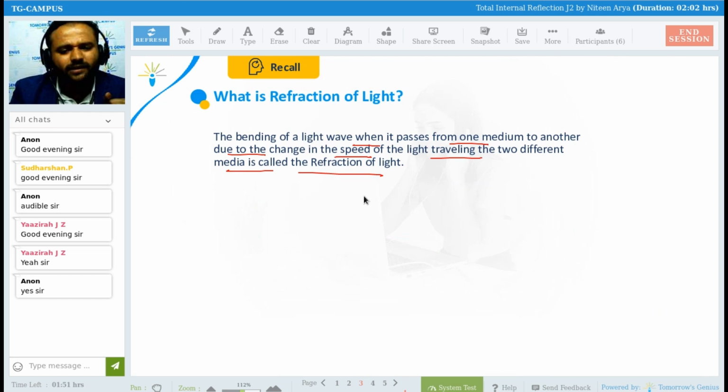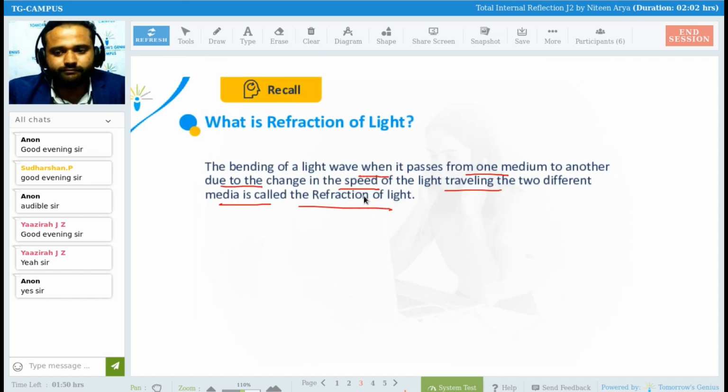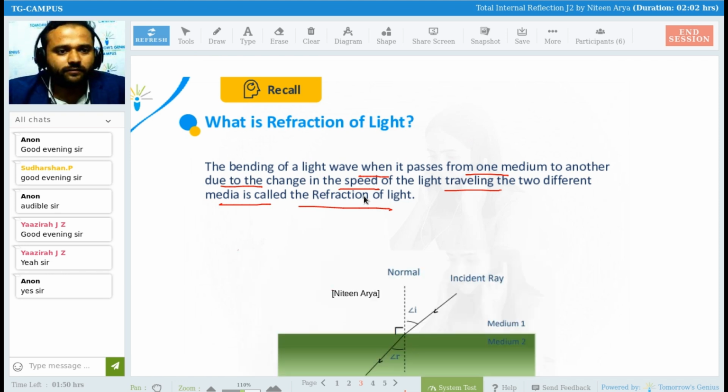So this particular diagram image is basically the ray. I don't know why. Just a minute.